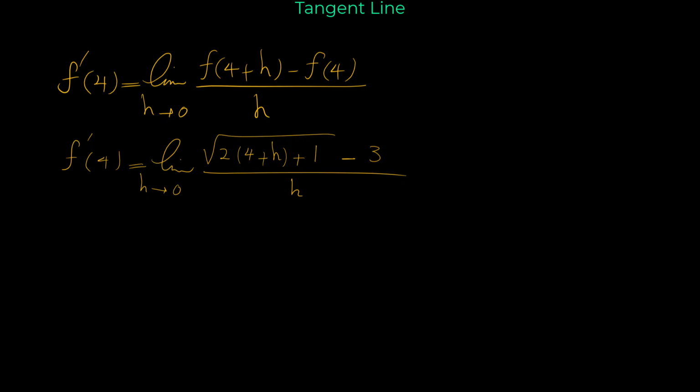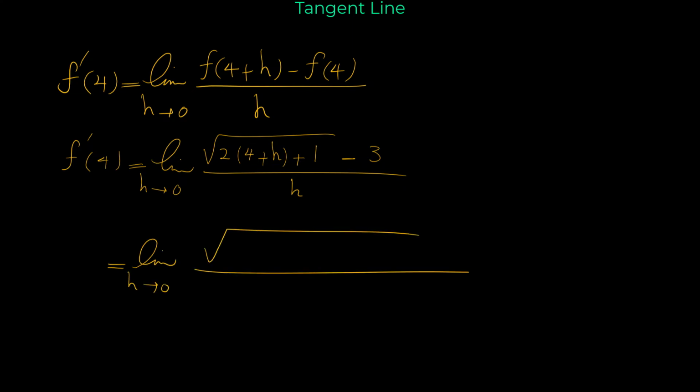So basically, before we start, let me tell you what happens if we multiply 2 inside the bracket. If we multiply the 2 by 4 plus h, we get limit h approaches 0, radical 2 times 4 is 8 plus 2h plus 1. 8 plus 1 is 9. So we have radical 9 plus 2h minus 3 all over h.